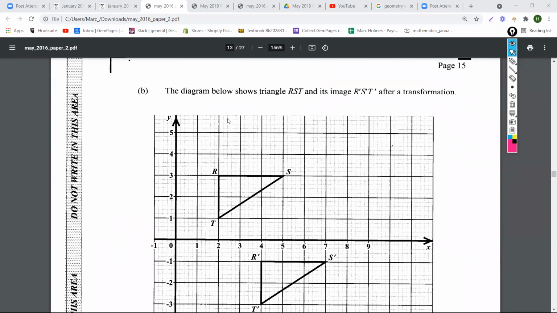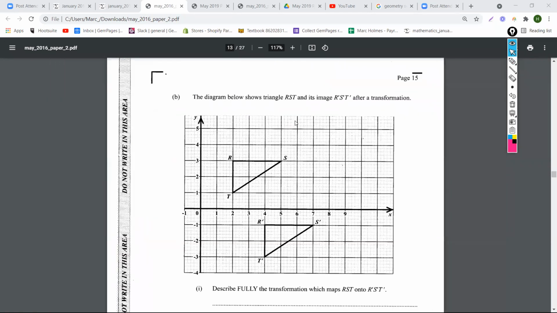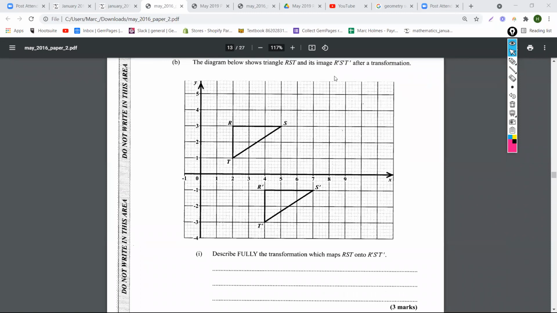So let's look at this one, guys. It says the diagram below shows triangle RST and its image R prime, S prime, and T prime after a transformation. So this is really simple, guys. The first thing I'm going to do is mark off the values for T. So T is 2, 1. R is 2, 3. And S is 5, 3. Cool. So it says here, describe fully the transformation which maps RST onto R prime, S prime, T prime.